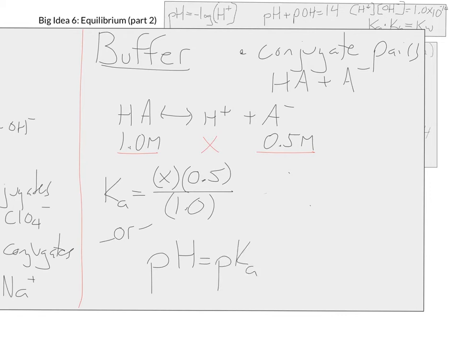pH is pKa, which is negative log of the Ka, plus the log of the acid over the base. I'm sorry, the base over the acid. It's always products over reactants. Our reactant is always the acid because this is our Ka, pKa equation. Our product is always the conjugate base. So products over reactants, just like our K expression, base over acid. That's where I misspoke. So pH equals pKa plus log of base over the acid.